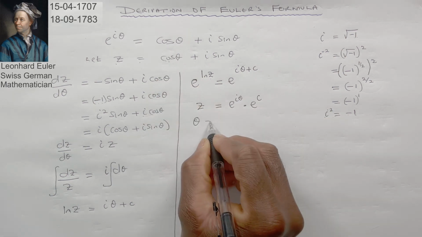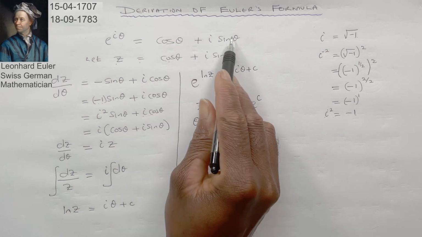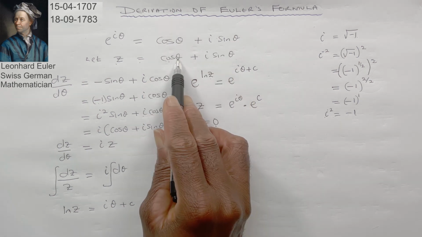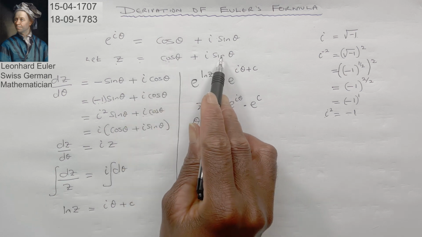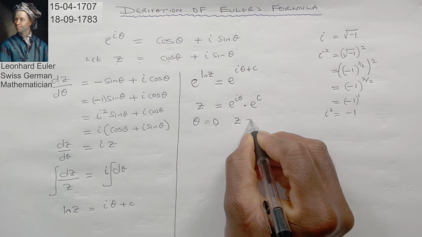When theta equals 0, put 0 here. Cos of 0 is 1. Sine of 0 is 0. Therefore z equals 1. When theta equals 0, z equals 1.